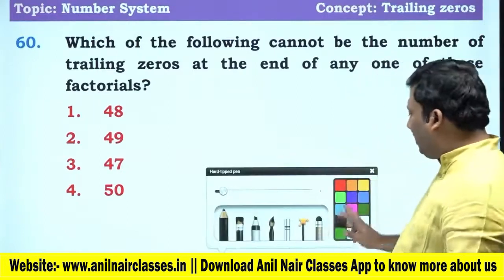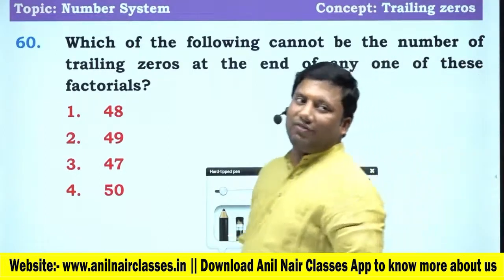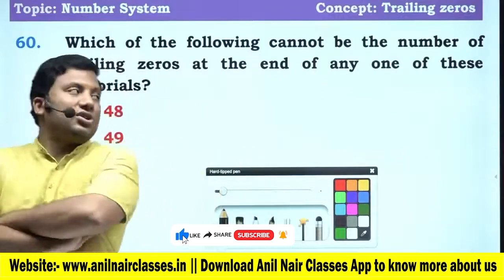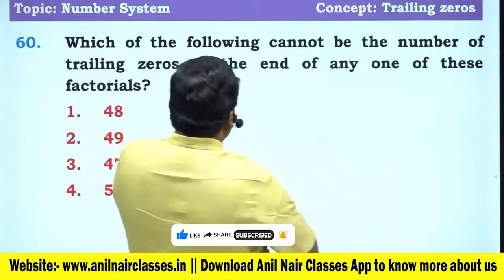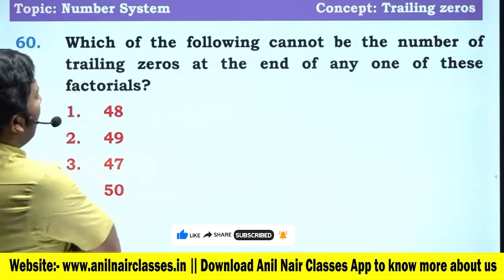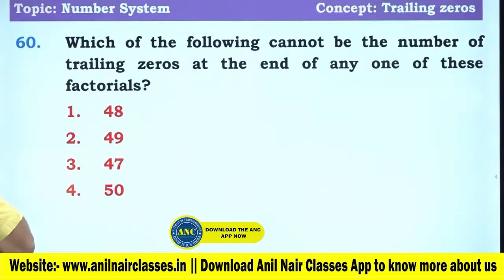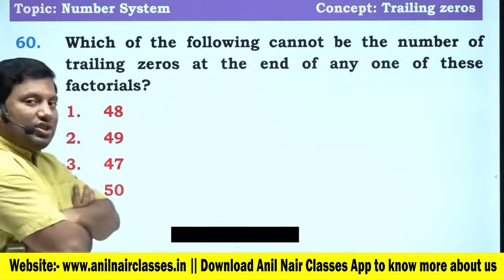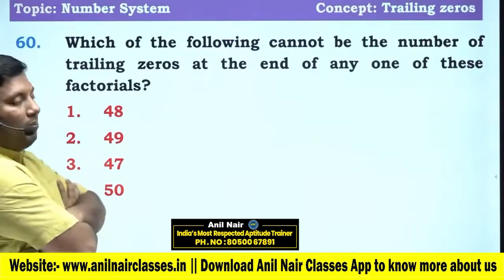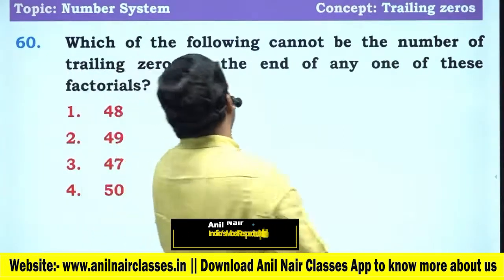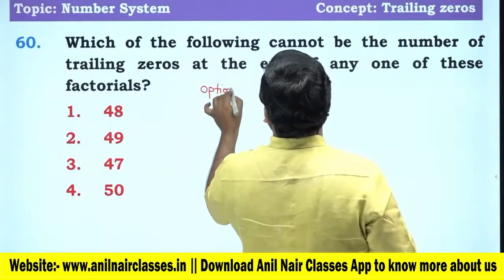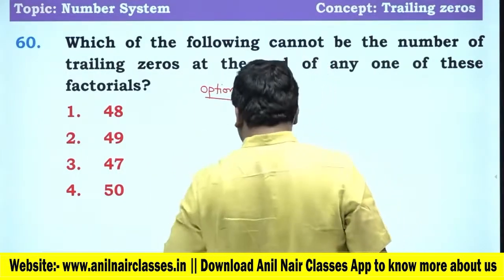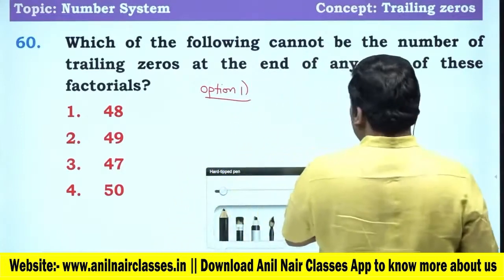Now another variety of questions. Read the question first. Which of the following cannot be the number of trailing zeros at the end of any one of the factorials? Which answer option cannot be the number of trailing zeros? Suppose if I take option 1, what is option 1?